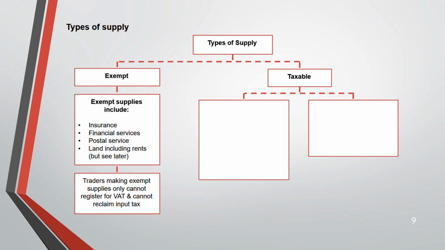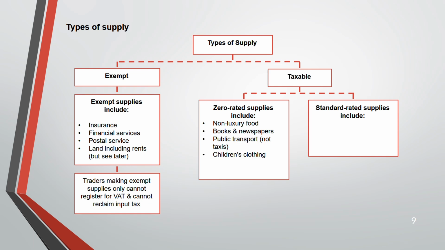Now coming to taxable. Taxable has two types, zero rated and standard rated. Zero rated means 0%. They are not exempt, but they are zero. There's a difference between exempt and zero rated, which I will tell you later. First, let's go through the items. Non-luxury food, books and newspapers, public transport. Remember, public transport is not taxed. Children's clothing, medicines, exports. These are zero rated.